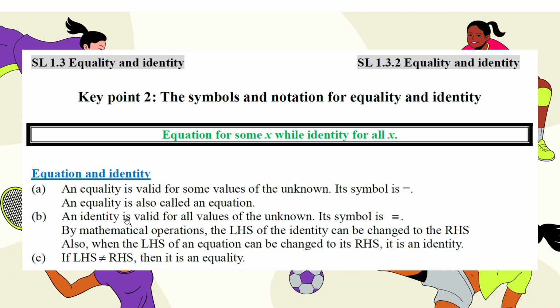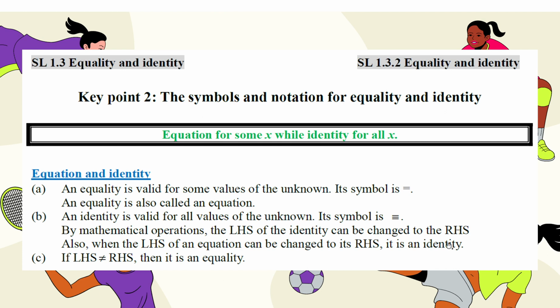And identity is much stronger, it's valid for all values of the unknown. The symbol is three horizontal short lines, so add one more line to the equal sign and it becomes the identity sign. We call it identical to. This one is equals to, and this one is identical to. By mathematical operation, the left hand side of the identity can be changed to the right hand side.